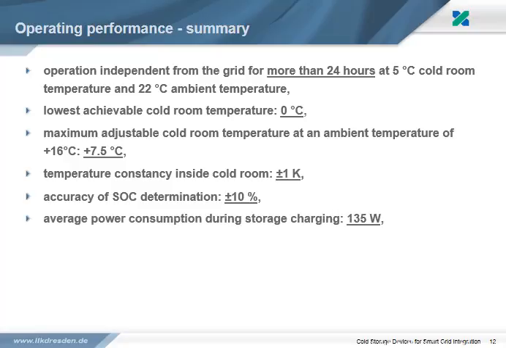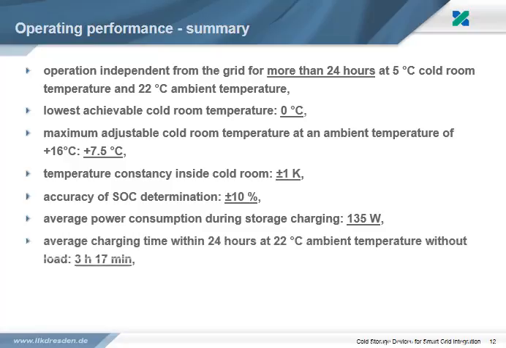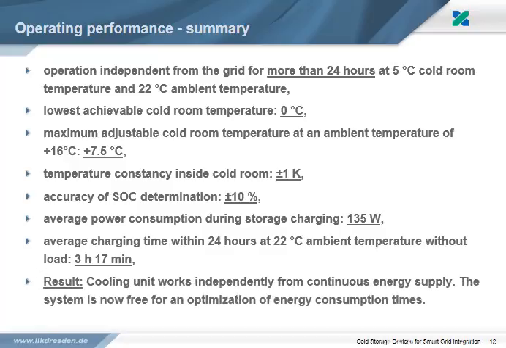The average power consumption during storage charging is 135 watt, and the average charging time within 24 hours at 22 degrees C ambient temperature without load is 3 hours and 17 minutes. But what is the result of all these technical efforts? The cold room temperature can be maintained independently from continuous energy supply. The system is now free for an optimization of energy consumption times. Some examples how this can be done will be given in the next slides.